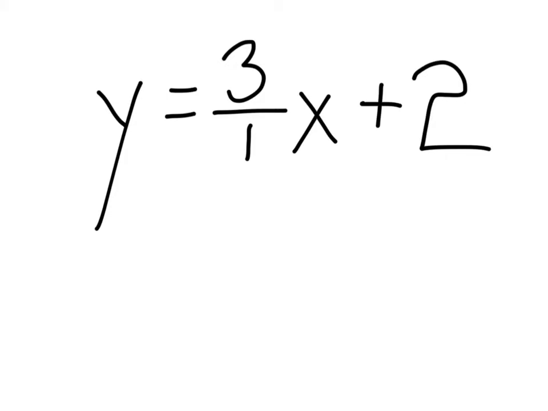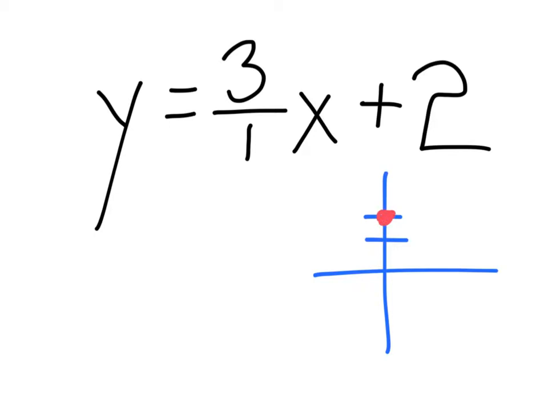Here we have an equation in slope-intercept form, and now instead of mx plus b, it's 3 over 1 x plus 2. So when we're looking at plus 2, this is the y-intercept, and what I know is that if we're looking at a linear equation on a coordinate plane, we're going to simply jump up 2, 1, 2, and we're going to be starting right here.